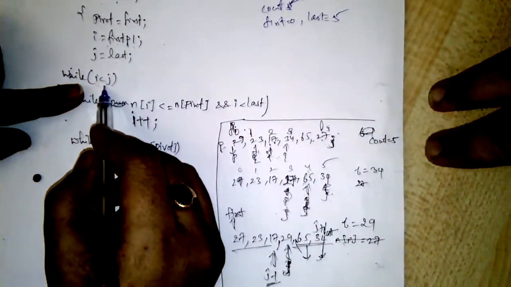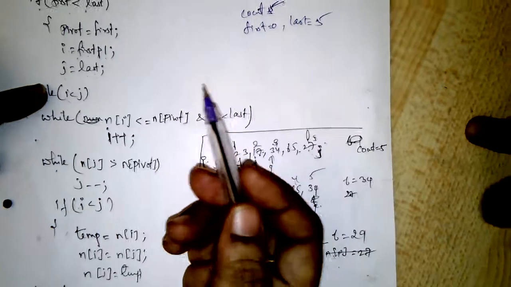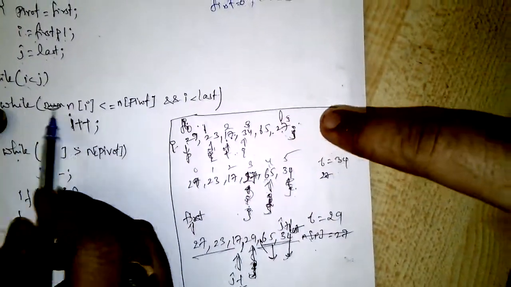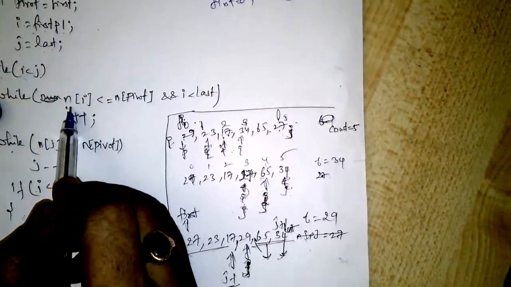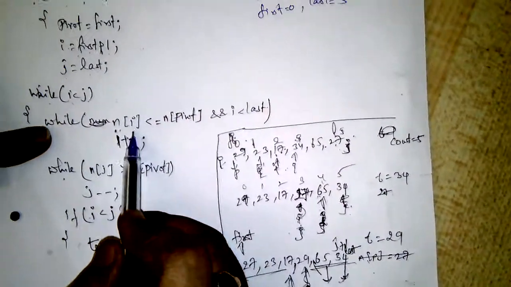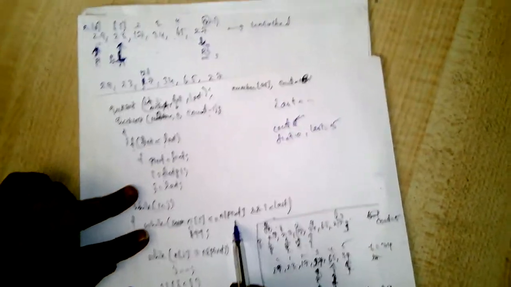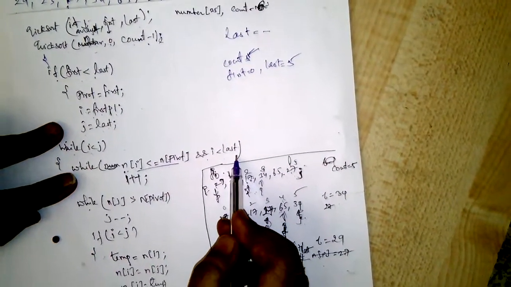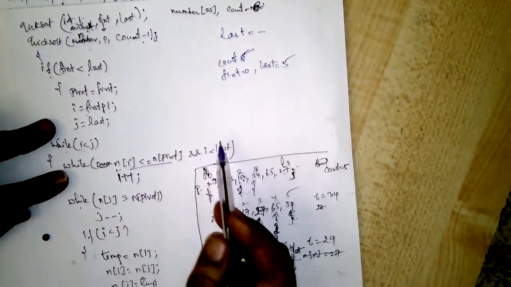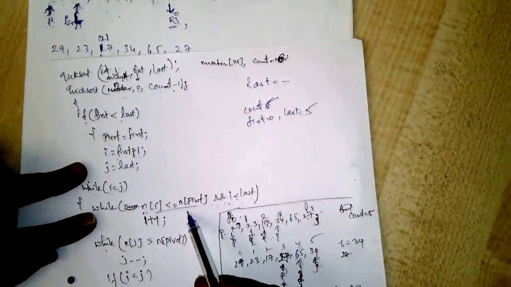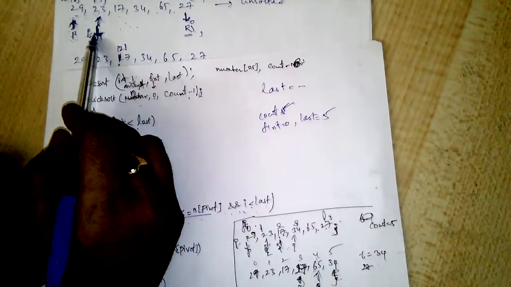Next, while i is less than j, i here is 1, and 1 is less than j. The condition is true. Now again you compare: while n of i, that is n of 1, which is 23, is less than or equal to pivot, the condition is true, and i is less than last, 1 is less than 5. So both conditions are true, then you increment i by 1.